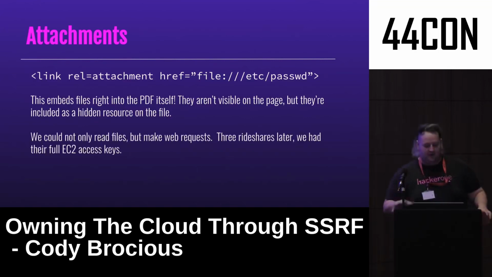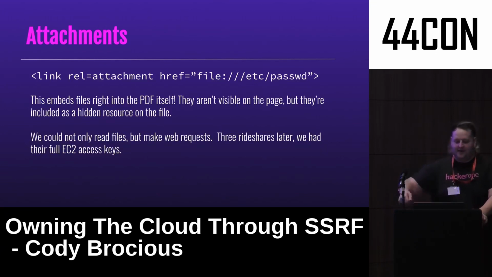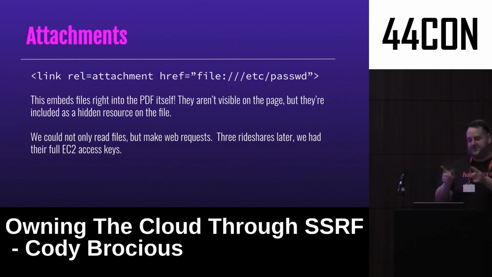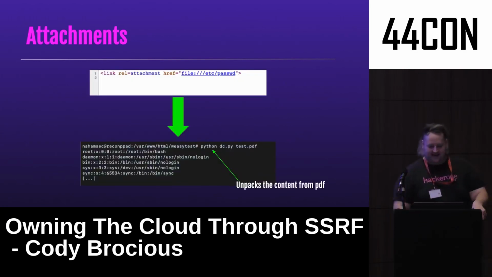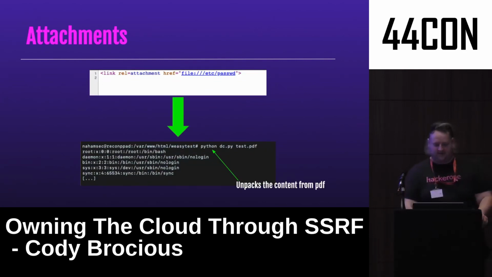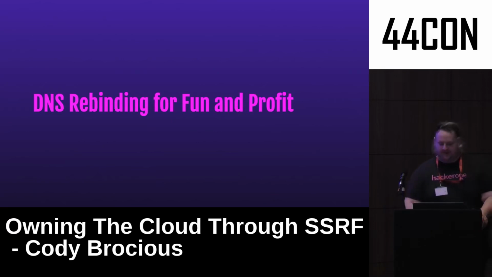So, of course, the first thing we did is read /etc/passwd. We had to do this. We knew that we had to. But we also could make web requests. So we did one ride share to read /etc/passwd. We did one ride share to get the username for AWS. And then one more ride share to actually pull their secret access key using that username. And yeah, we just wrote a little script that would pull it out. It's just zlib deflated data. You just hand it a PDF and boom, it pulls out whatever file was in there. So that was a really fun one.